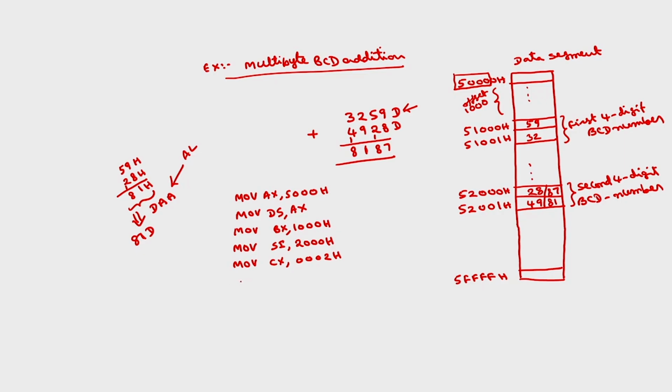Then what you have to do? In order to perform this addition, one of the operands has to be taken into AL. So, MOV AL, [BX]. With this instruction what happens? Here there is no need to write BYTE PTR because the destination is 8-bit. So AL will be loaded with the contents of the memory location whose offset is present in BX. BX is pointing to offset 1000, so AL will be loaded with the value 59. Even though we have given this as decimal, the microprocessor assumes it is a hexadecimal number.